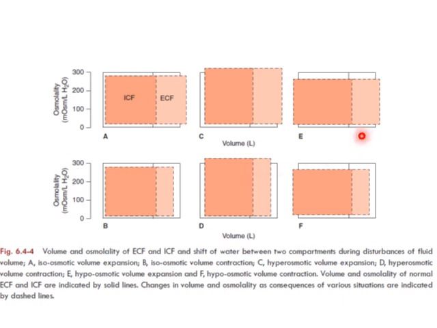Now, after D, if you see E, in E we can see it is volume expansion. It is hypoosmotic volume expansion, which is seen in syndrome of inappropriate ADH secretion. Here you can see that both ICF and ECF have increased, but there is a reduction in osmolality. Diagram F shows the example of hypoosmotic volume contraction.